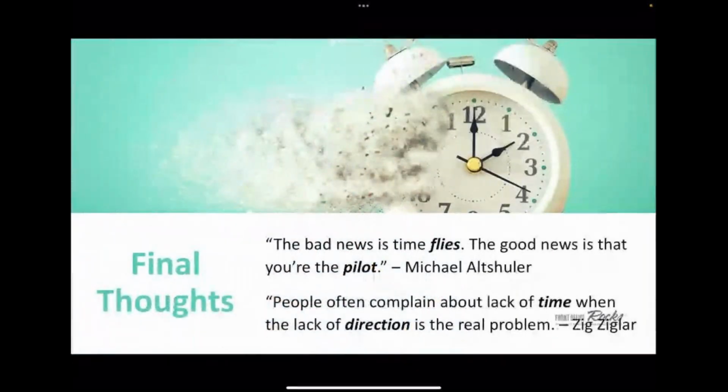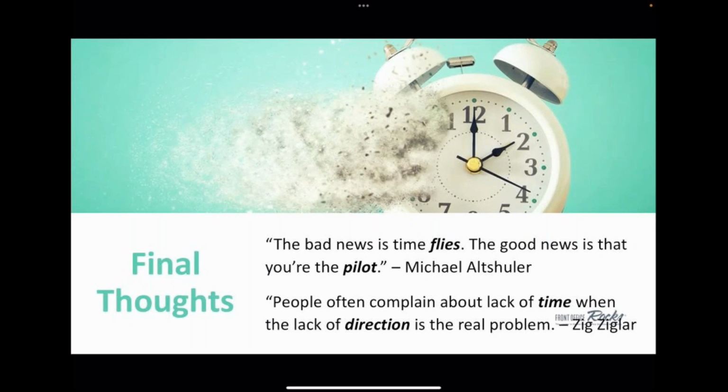So, my final thoughts for you guys: the bad news is time flies, but the good news is you're the pilot. No matter where you are, whether you're in New England, San Diego, Texas, or Florida, the one thing we all agree on is there's just not enough time in the day, right? People often complain about lack of time, but really it's the lack of direction that is the real problem.